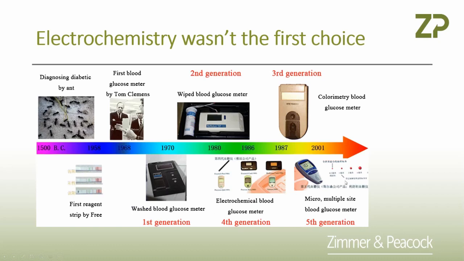It's only when people realized that electrochemistry allows you to work in whole blood, without having to dilute the blood, that things changed. The fact that blood is opaque isn't a problem for electrochemistry. So electrochemical glucose sensing really only came about because it gave the application so many advantages. It wasn't because people wanted electrochemistry.